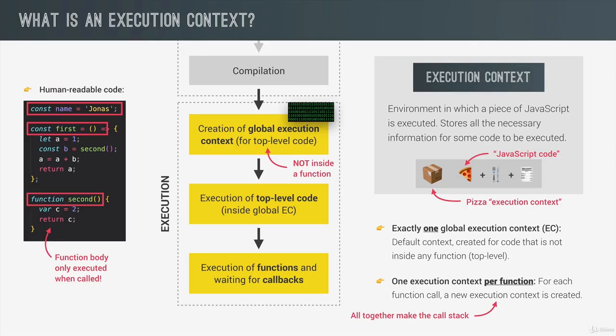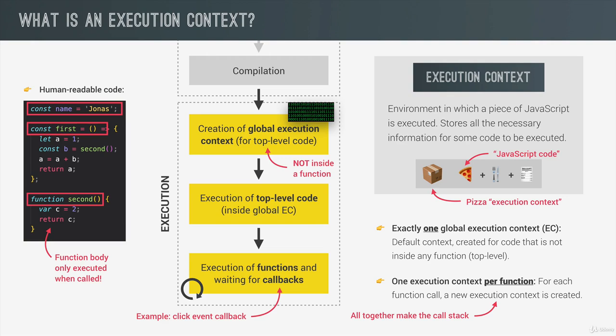Now, when all functions are done executing, the engine will basically keep waiting for callback functions to arrive so that it can execute these. For example, a callback function associated with a click event. And remember that it's the event loop who provides these new callback functions, as we learned in the last lecture.